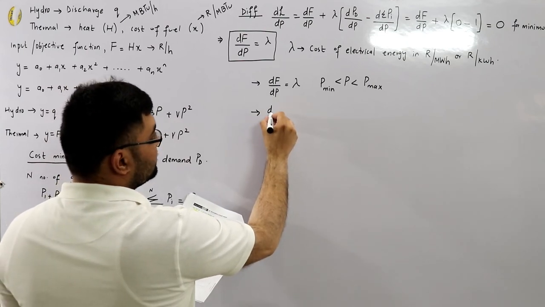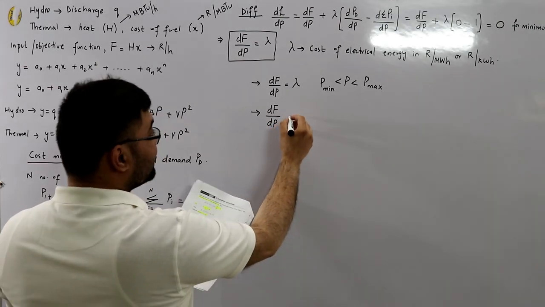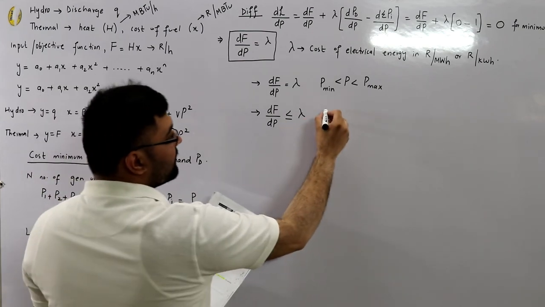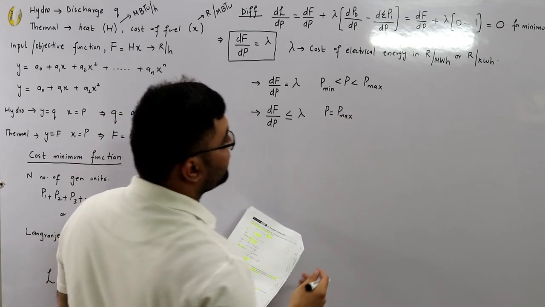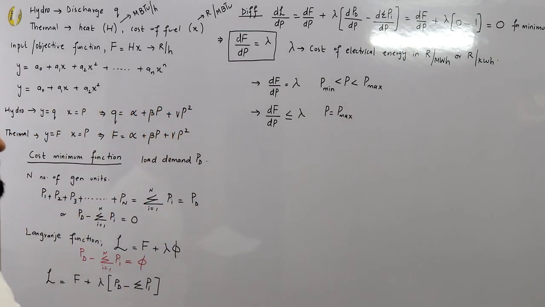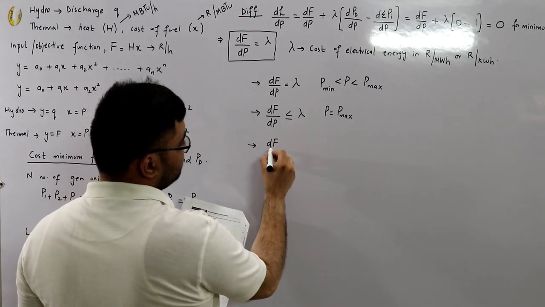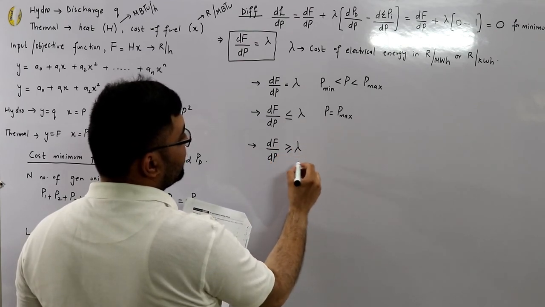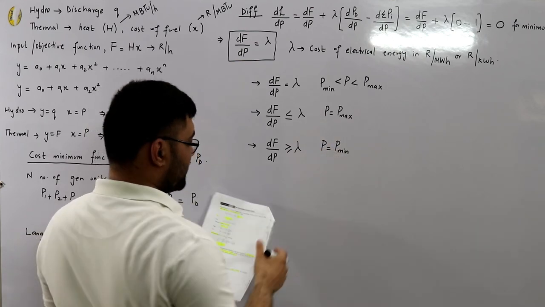If dF/dP is less than or equal to lambda, this means the power that it is dispatching is or should be at the maximum limit. You could also have vice versa. We'll see it in the examples. And similarly, the opposite: if dF/dP is greater than or equal to lambda, the power that it is dispatching is at the minimum economical limit.